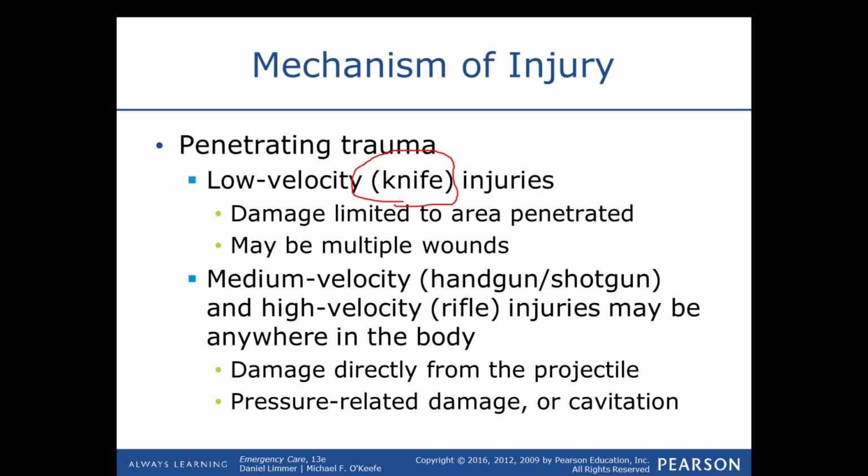Medium velocity injuries, we're talking about handguns or shotguns. These can provide some cavitation, but not as much as high velocity, which we're talking about rifles.